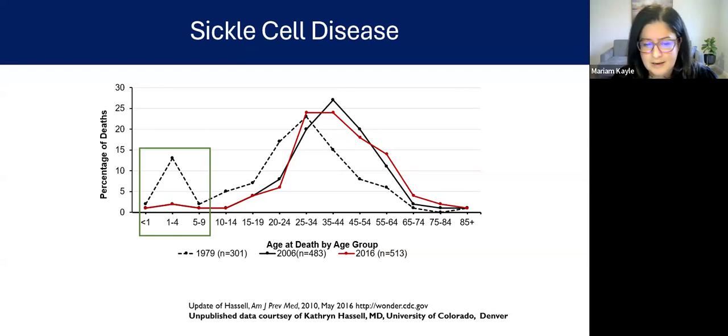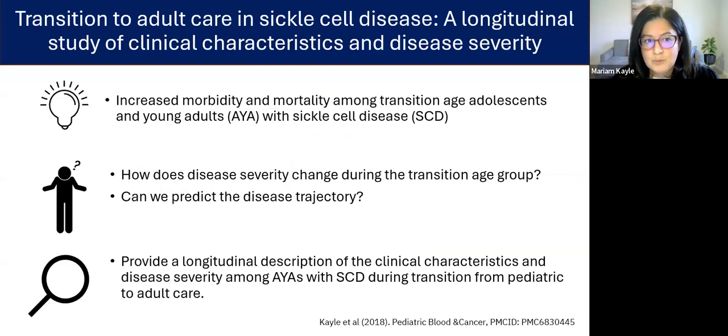Unfortunately, updated data from Dr. Hassel in 2016 shows that those outcomes are still poor, and we still see increased death among people living with sickle cell disease beginning in late adolescence into early young adulthood. So this is kind of what informed my first study, looking at morbidity associated with that transition age group, ages 19 to 26.